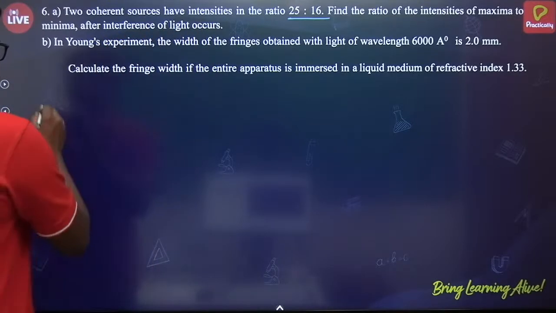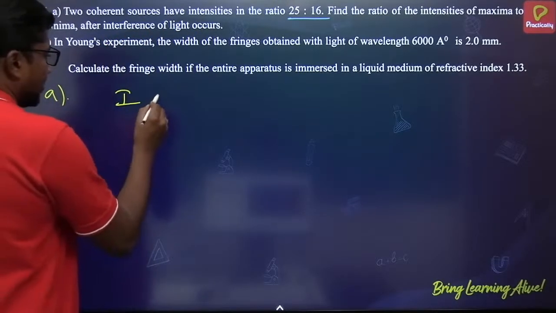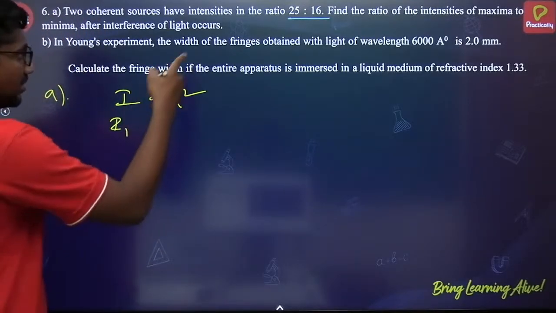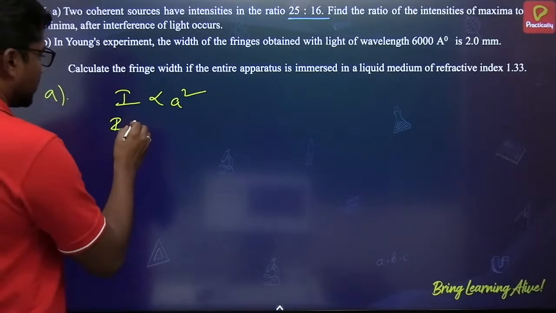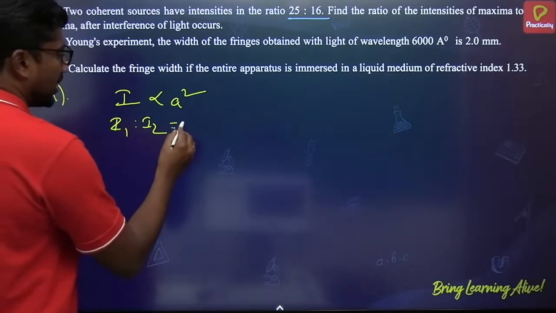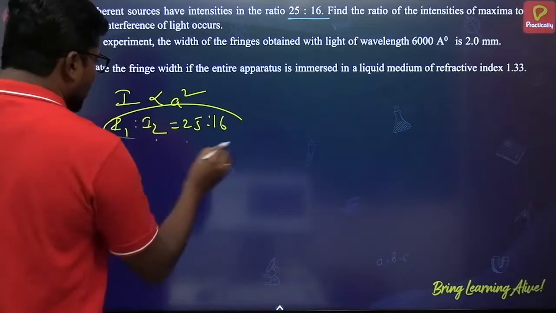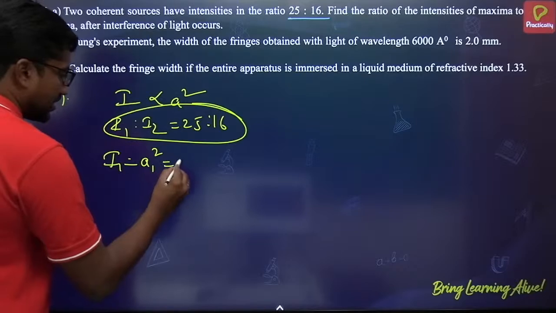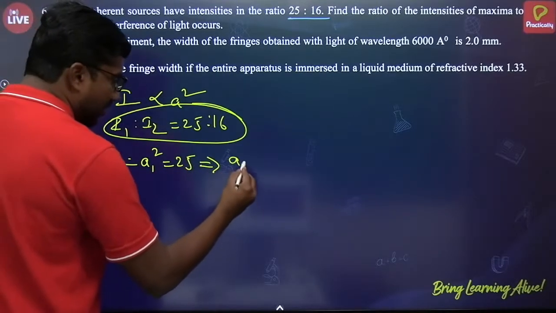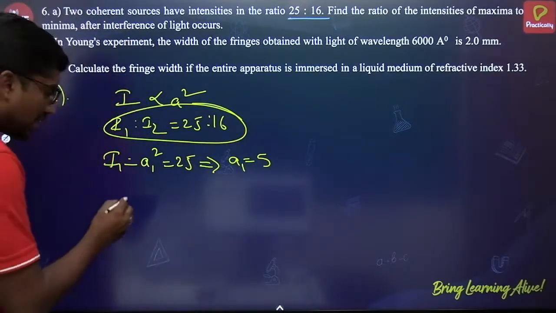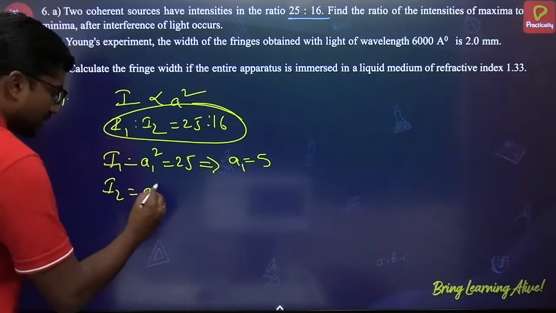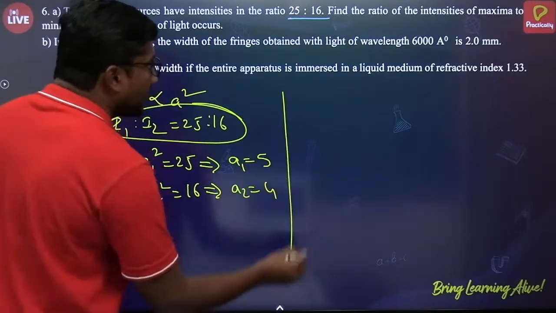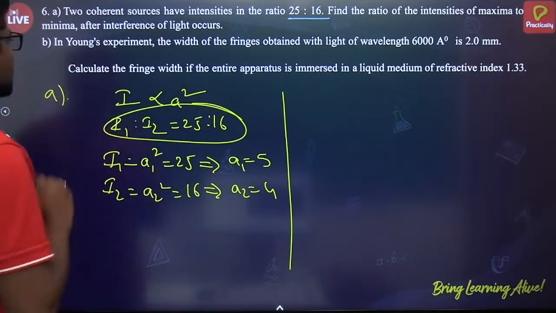Here, generally we know that intensity depends on the square of the amplitude. So the intensity ratio is given, that is I1 is to I2, that is 25:16. So I1 is equal to A1 square, which is 25, that means A1 will become 5. Similarly I2 is equal to A2 square, which is 16, then A2 will become 4. Then find the ratio of intensity of maxima to minima.